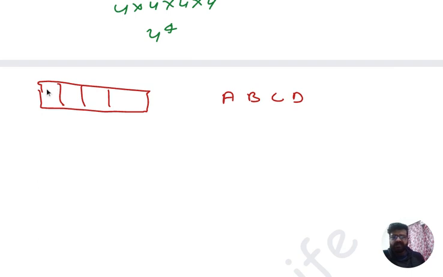Suppose I allot this seat. So how many ways can I allot this seat? In 4 ways. I can allot this seat to A, to B, to C or to D. So there are 4 ways. Okay, now this seat is allotted.